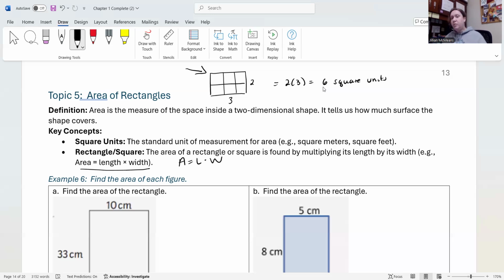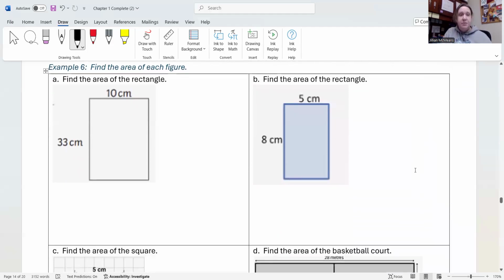Okay. So let's go ahead and look at some basic figures here. Example 6 says find the area of each figure. They're all rectangles, which is really nice. So for part A, it says find the area of the rectangle.